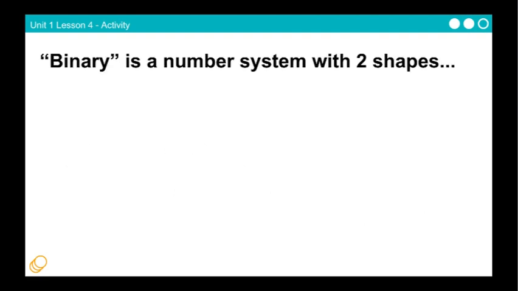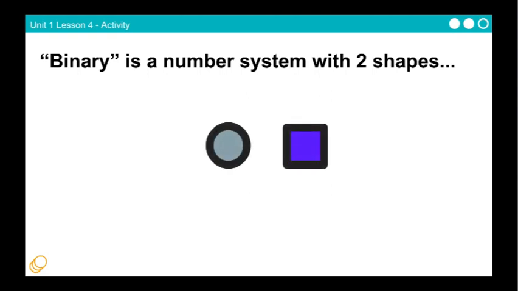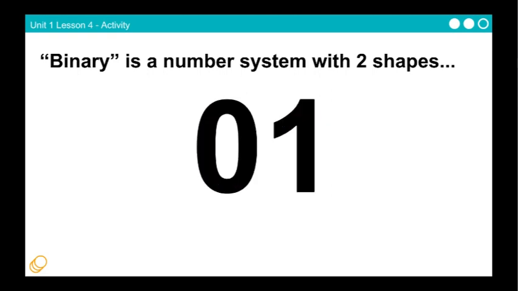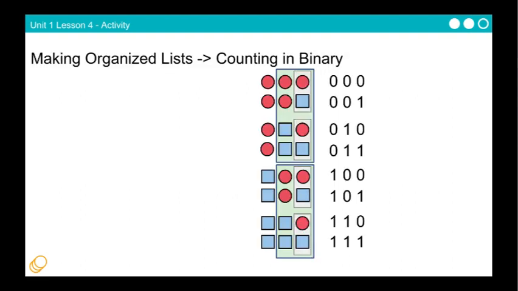Binary is a number system with 2 shapes. Instead of shapes, we use zeros and ones. In this example, each pattern maps to a decimal number from 0 to 7. And that's these right here. These are the decimal numbers. And then these 3-digit numbers are the binary numbers.